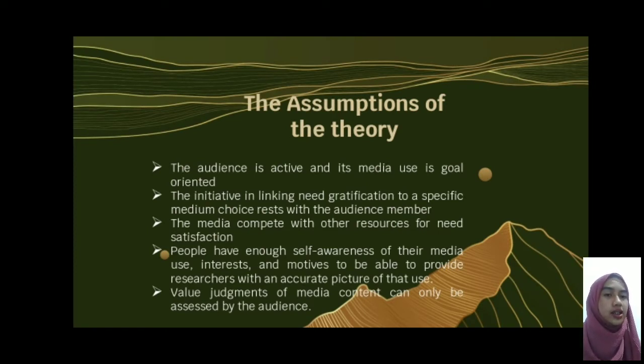The first one is the audience is active and its media use is goal-oriented. The second, the initiative in linking need gratification to a specific medium choice rests with the audience member. The third, the media compete with other resources for need satisfaction. And the fourth, people have enough self-awareness of their media use, interest, and motive to be able to provide researchers with an accurate picture of that use. And the last, value judgments of media content can only be assessed by the audience.